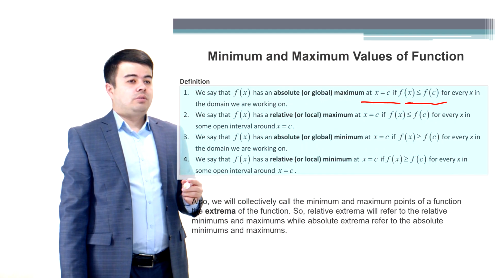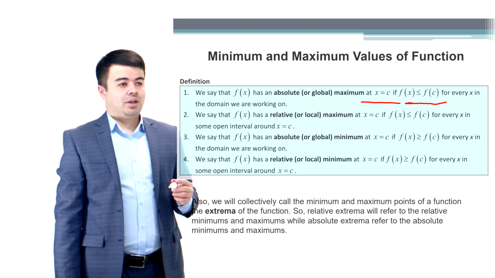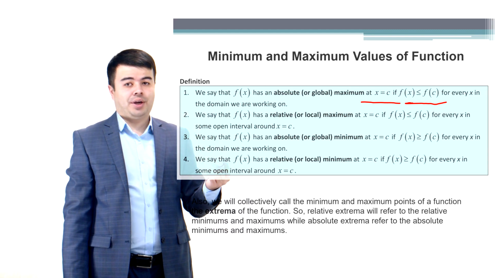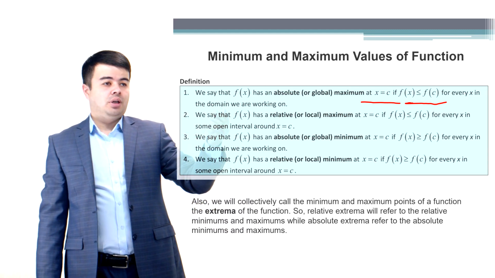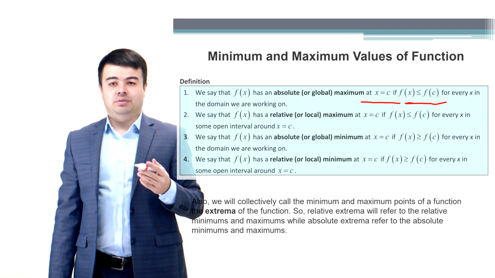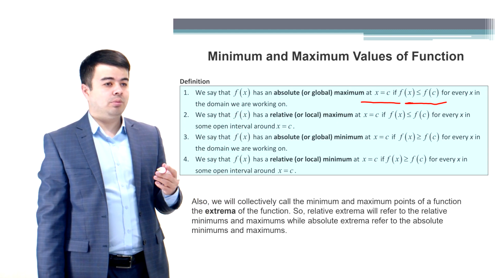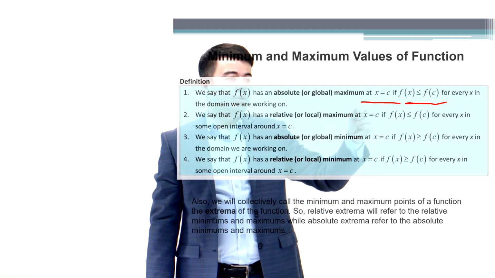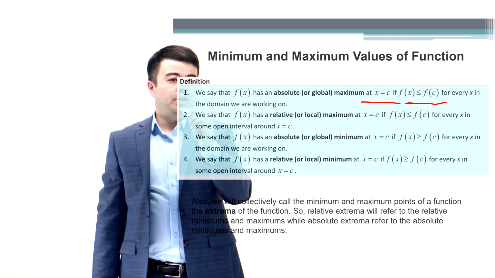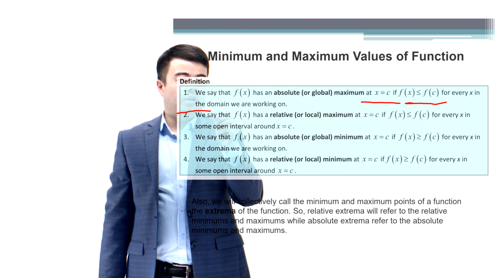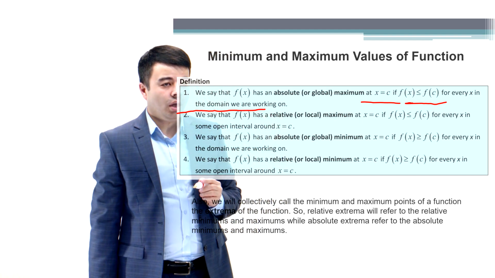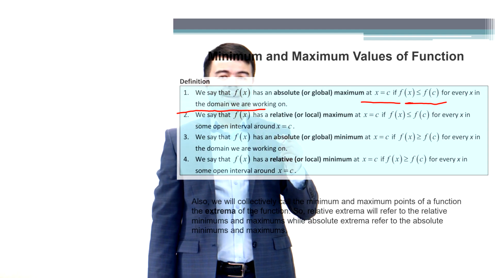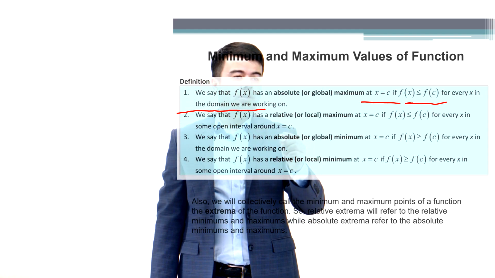Now let's give the relative or local maximum. The first one is the global maximum, or we can say absolute maximum. The second one is the local, or relative, maximum. Now you can see the difference between them. In the first definition, it should hold in the domain in which we are working. If it is local, it will hold for some open neighborhood of the point x equals c.